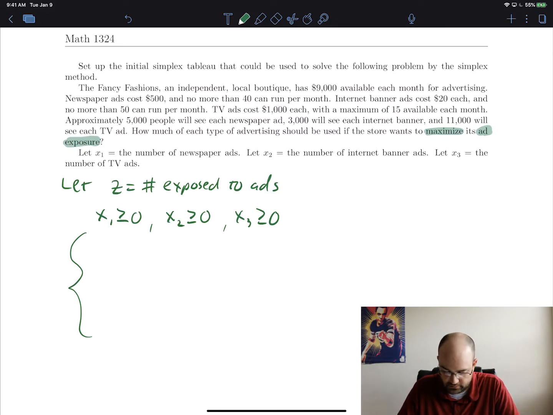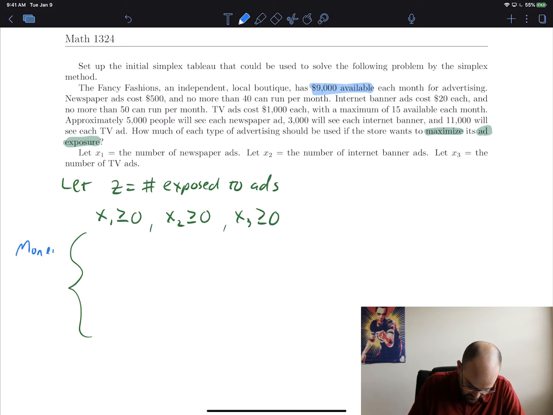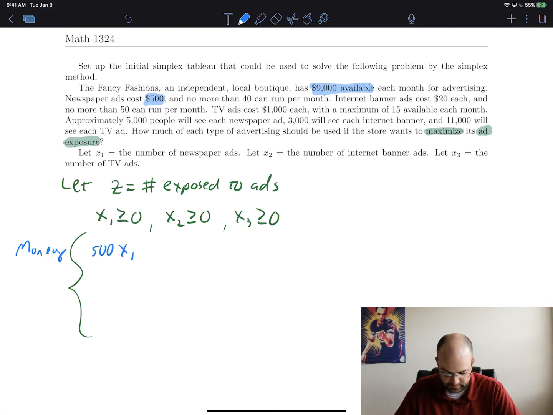In the constraints, what I like to do is label what they are. There is a constraint for money: $9,000 available. So this first row, I'm going to talk about money. Looking through here, newspaper ads cost $500, so that's $500 for every newspaper ad, so 500x1.